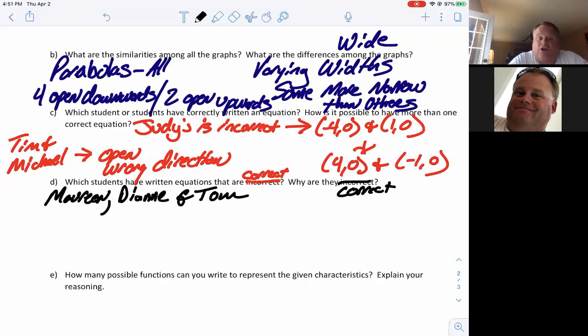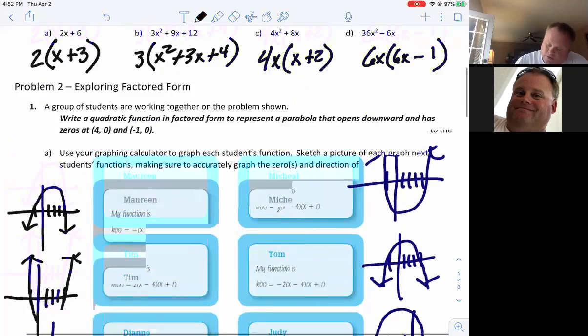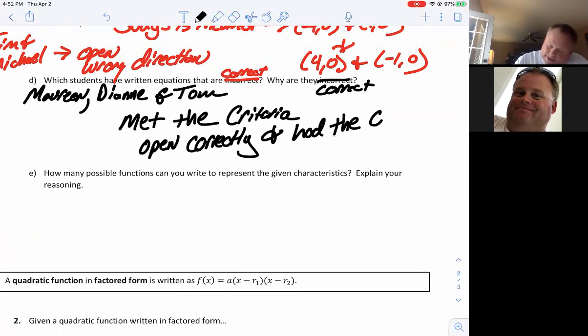Now, why or how do I know that they're correct? Or why do I think that they're correct? Because they met the criteria. And the criteria is simply that they needed to open down and they needed to pass through -1, 0 and 4, 0. They met those criteria. It opened correctly and had the correct zeros. Okay. That's how I know.